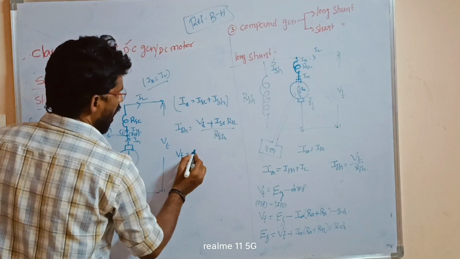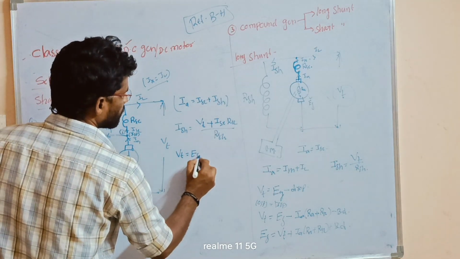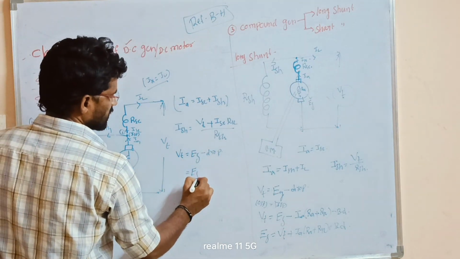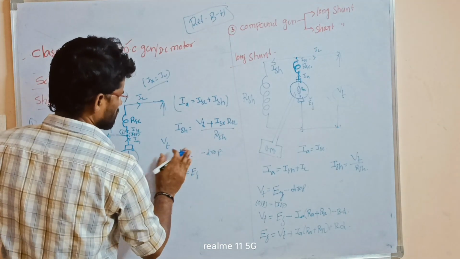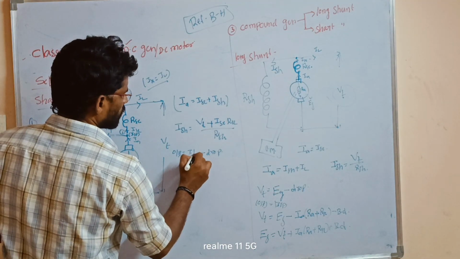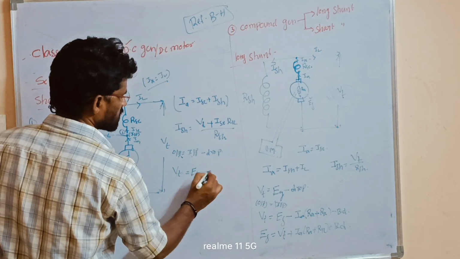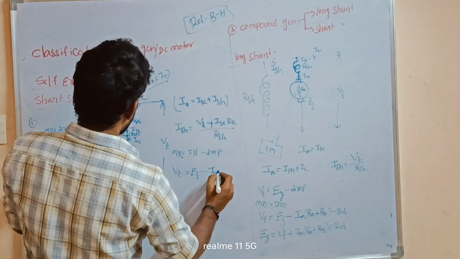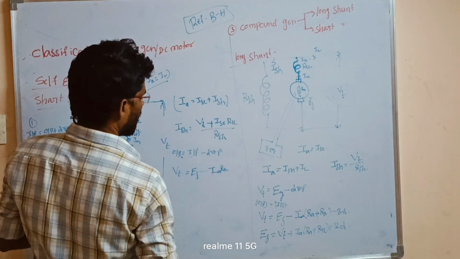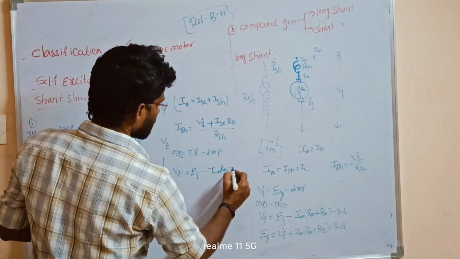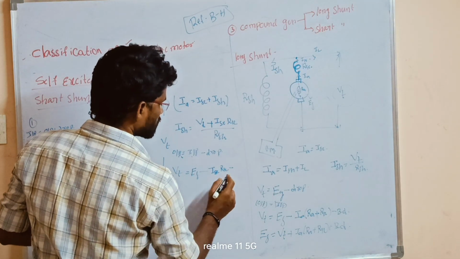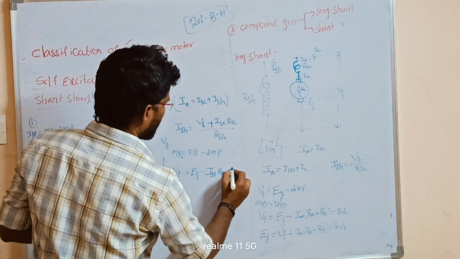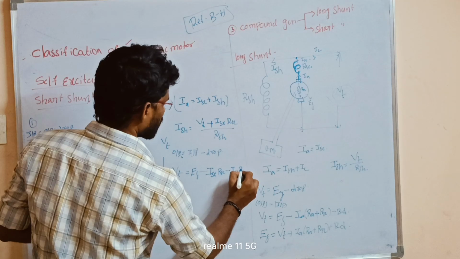So let us find out VT. VT is equal to output. Output is equal to input minus drop. Here input is equal to VG. Here output is equal to terminal voltage, input is equal to VG, and drop is equal to... what are the drops? The IA RSC drop. IA is equal to IL minus ISC, sorry, ISC RSC drop minus IA RA drop.